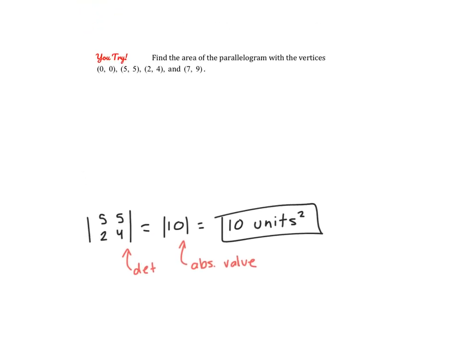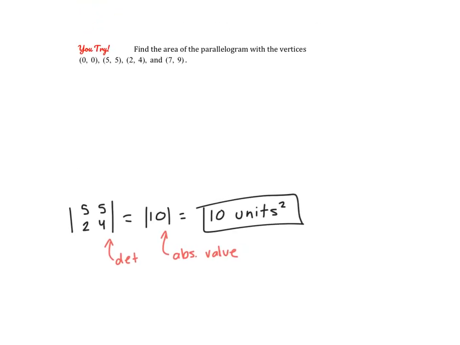All right, here we have the setup, found the determinant. It's already positive, but the absolute value of it will still be positive. So it's 10 units squared.